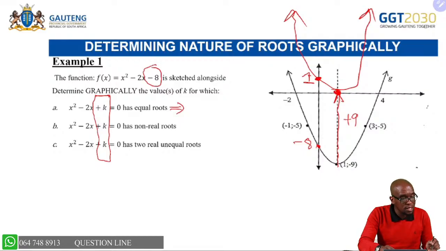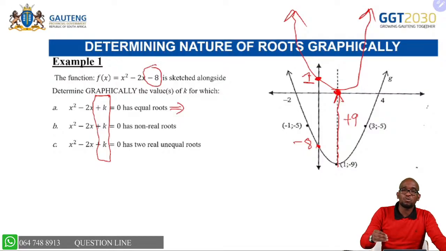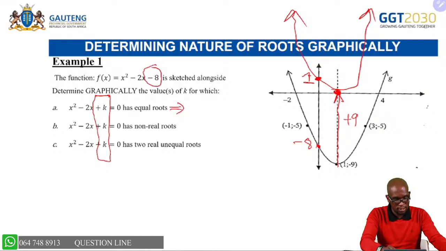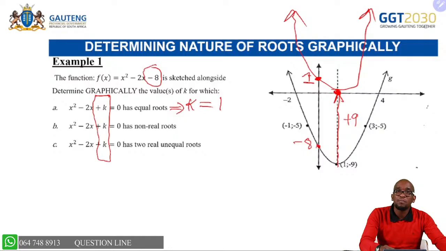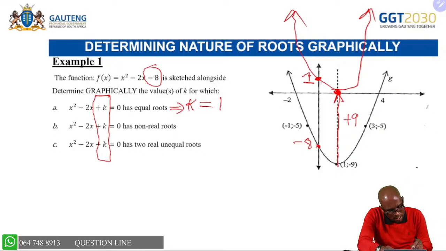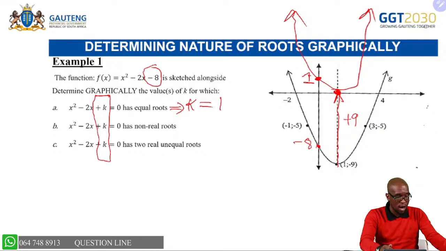The first question says, for which values of k will this have equal roots? Remember, for equal roots, what did we say? We said that the graph should cut the x-axis once, or the turning point of the graph should be on the x-axis. So that occurs when the y-intercept is equal to 1, because k is the y-intercept, and the y-intercept in this case is equal to 1.